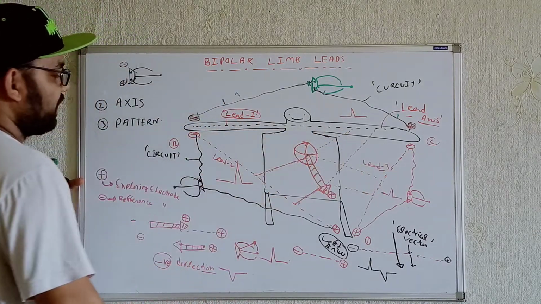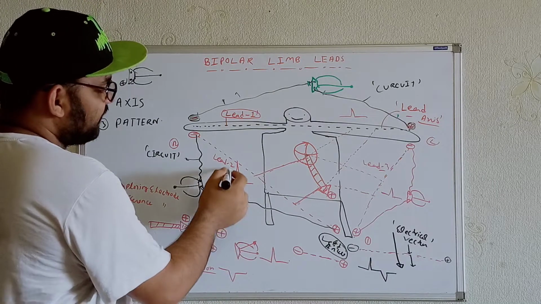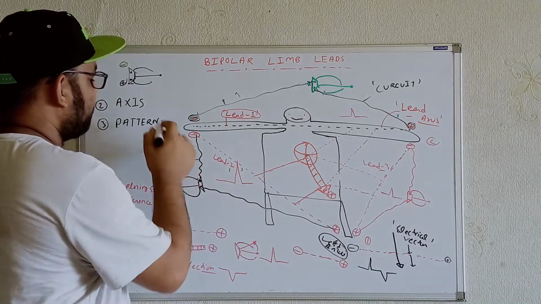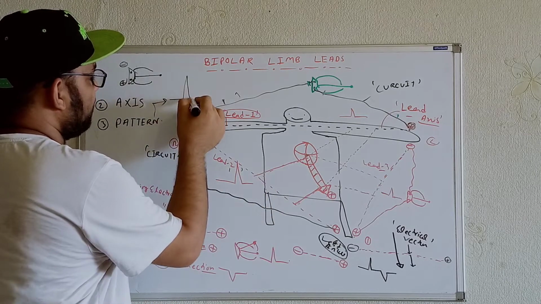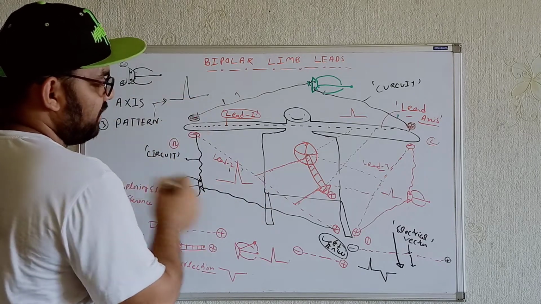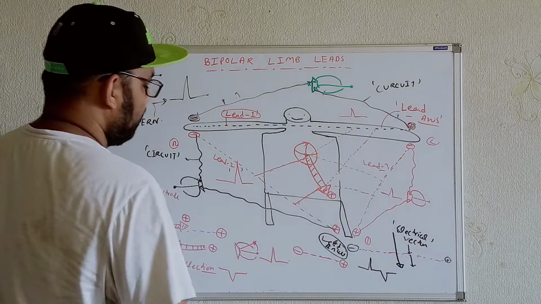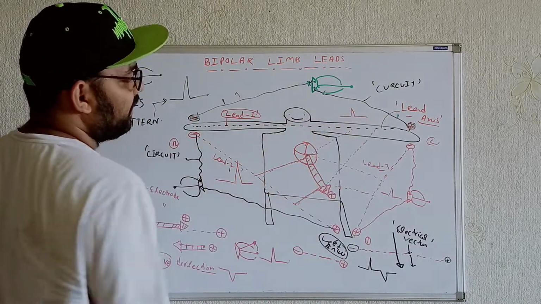And what is the pattern of the lead? Whatever we are representing in terms of the ECG will be the pattern of the leads. So for example, we are getting these portions over here. When you represent it in this way, it will be the pattern of the lead. In the same way, it will also be the pattern of the lead.